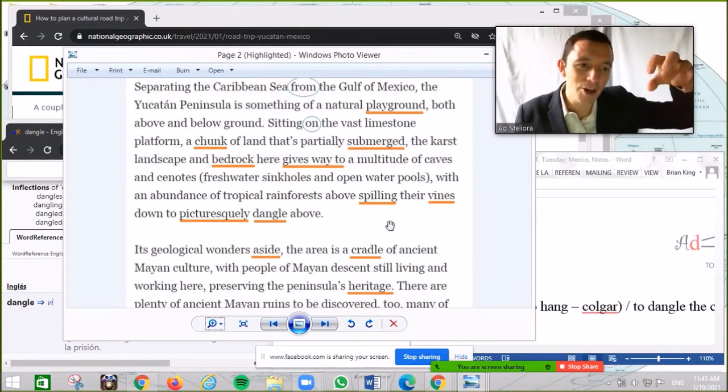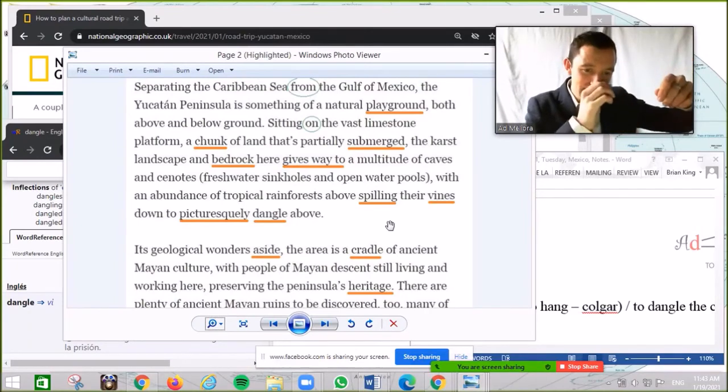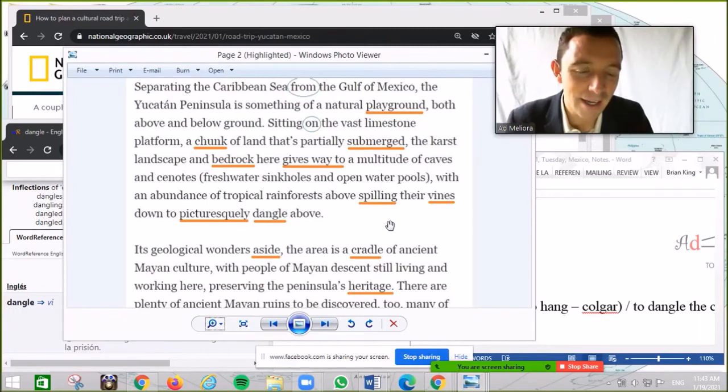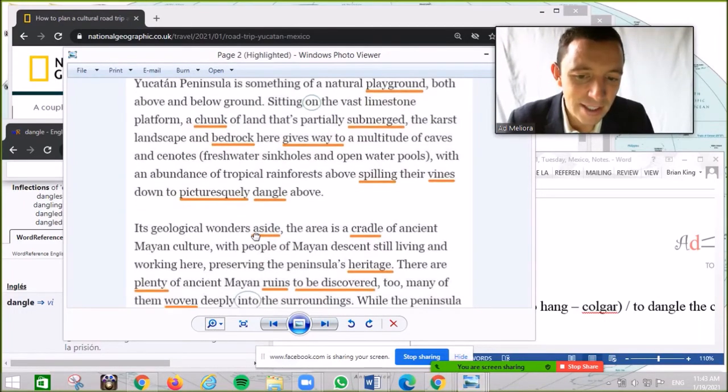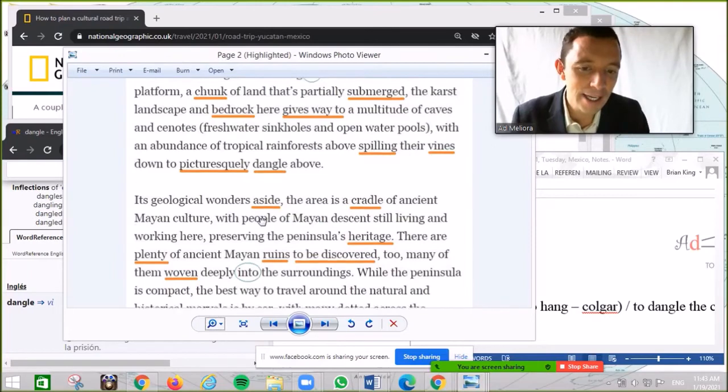So you hang, colgar, the food, or you dangle the food in front of the horse, and the horse attacks, but he does not get it. Okay, so it's an incentive to dangle, and here it's similar, like colgar, like to hang. Okay, geological wonders aside, so that means apart. If we move it aside, move it away, and forget, olvidar.